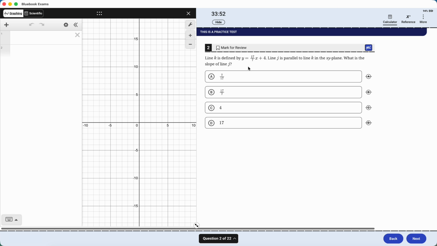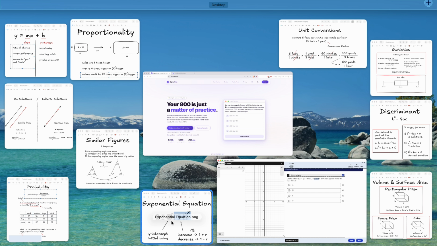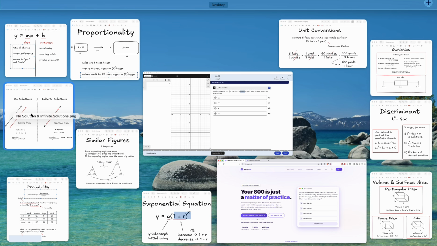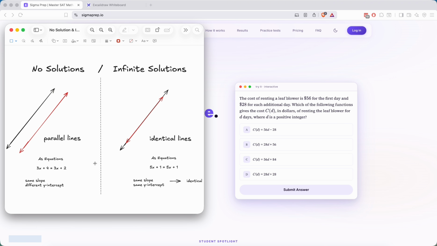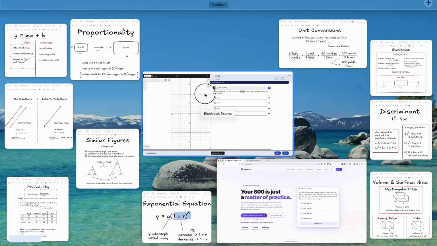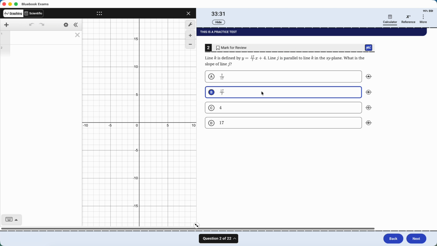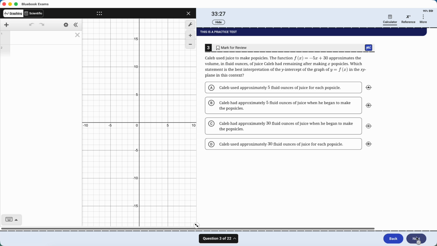Number 2 gives us an equation. Line K is this equation, 17 over 7x plus 4. Line J is parallel, right? Got to know what that word means. Parallel just means they have the same slope, right? So just 17 over 7, that's the slope. You just got to be able to identify slope basically.